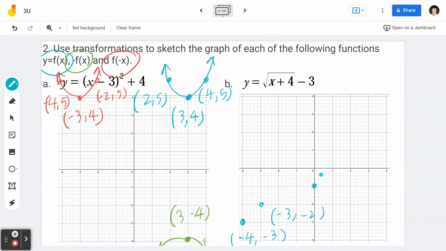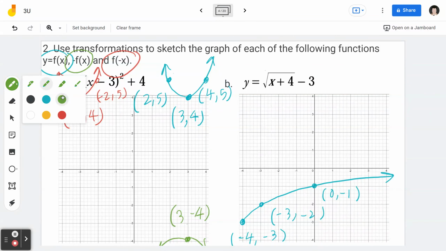And likewise, if you think about the next point, which happens to be the y-intercept, it's going to be 0, negative 1. So again, if you think about the original function, it looks, roughly speaking, something like that. For your reference, I'm grabbing the same color.